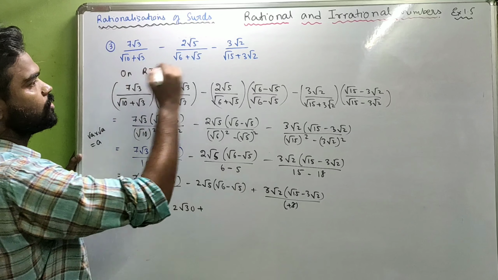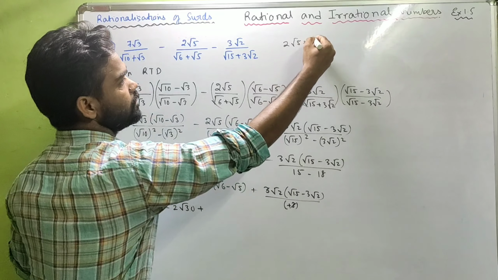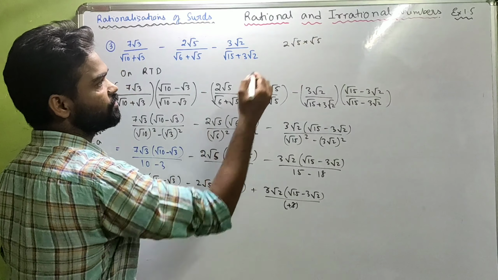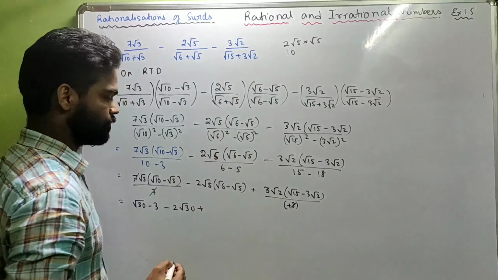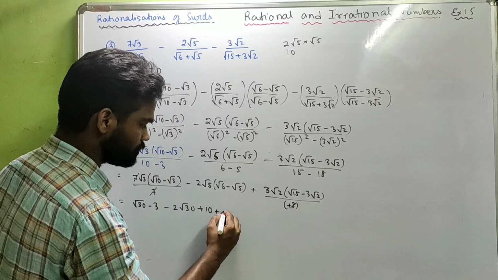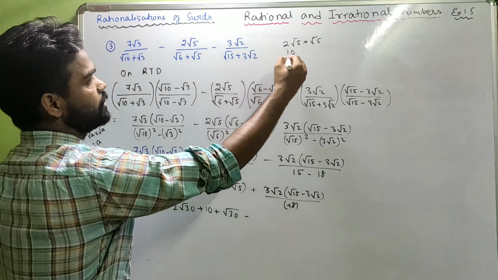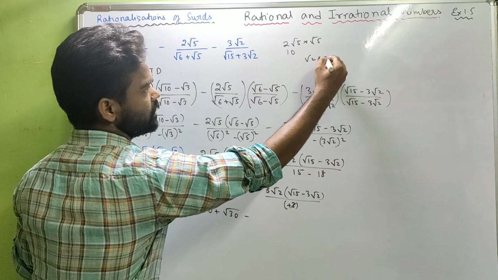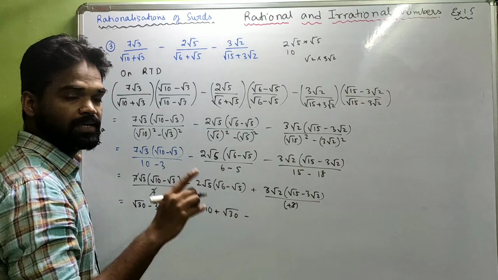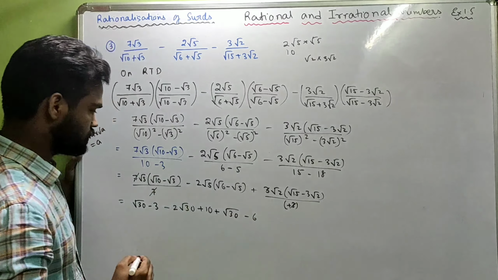And see, twice root 5 multiplied by root 5. So root 5 and root 5 is 5. So 2 5s are 10. So that becomes plus 10. Plus, this is root 30 minus, again, root 2 multiplied by 3 root 2. So 3 root 2 times root 2 is 2. So 3 2s is 6. Am I clear till now?